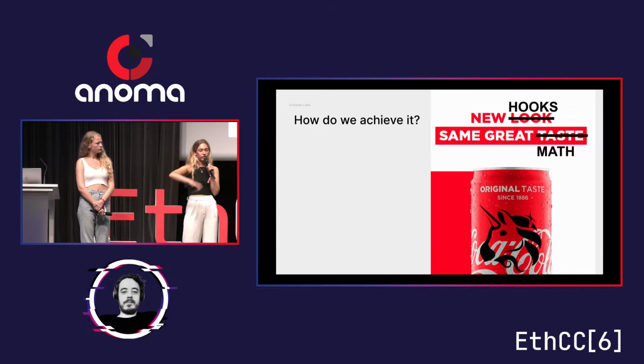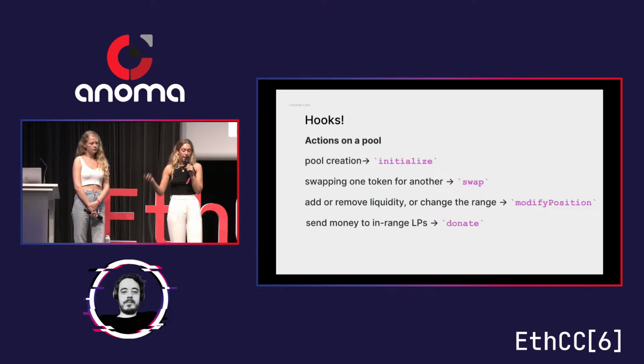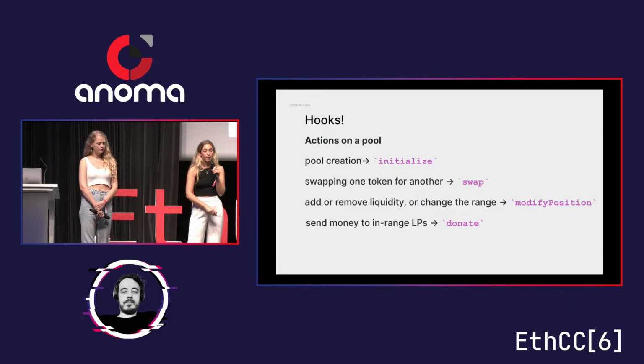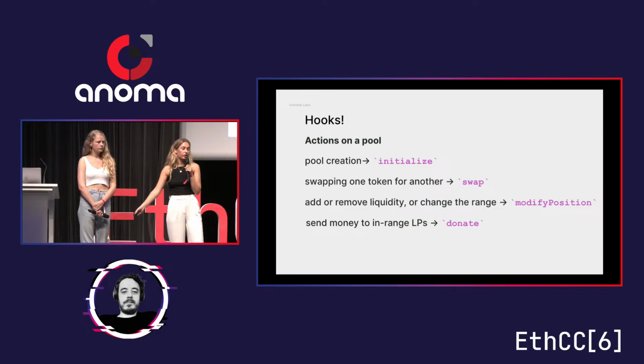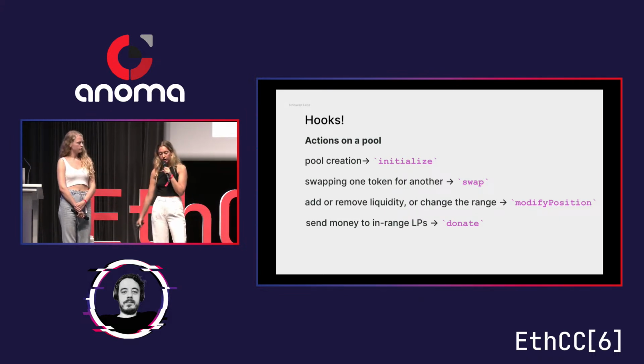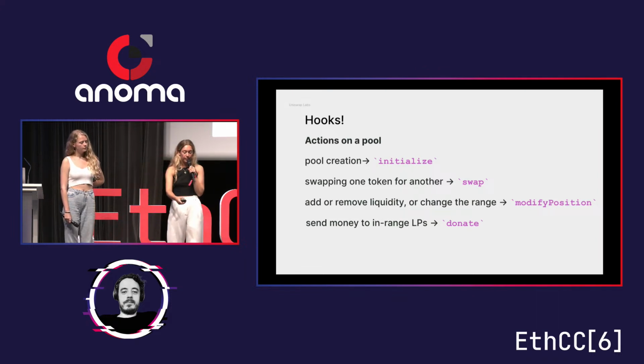And to see how hooks enable this customization, let's go back and think about what are the various actions that exist on an on-chain pool. One, there's pool creation that I just talked about. There's obviously swapping one token for another. There's the LP side, adding, removing, changing range. And then newly with V4, there's sending money to in-range LPs. So all of these different points are various ways to interact with the core underlying protocol.